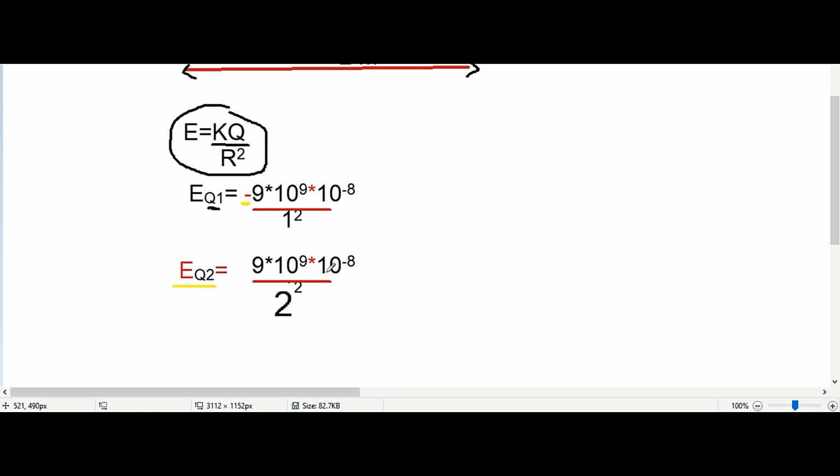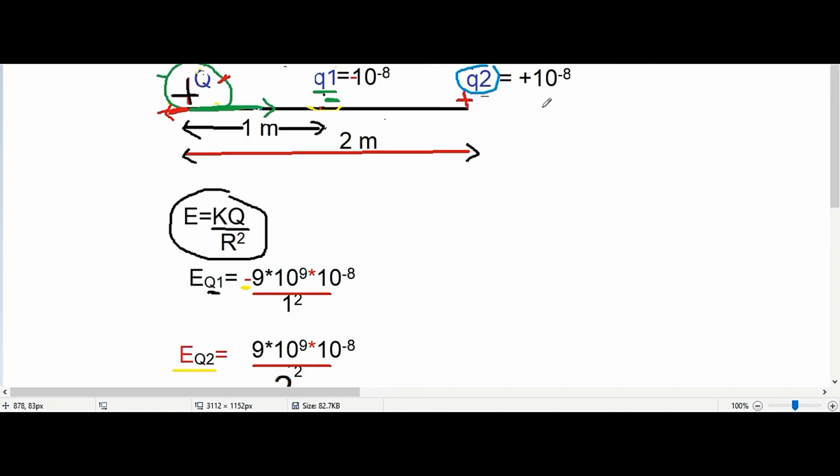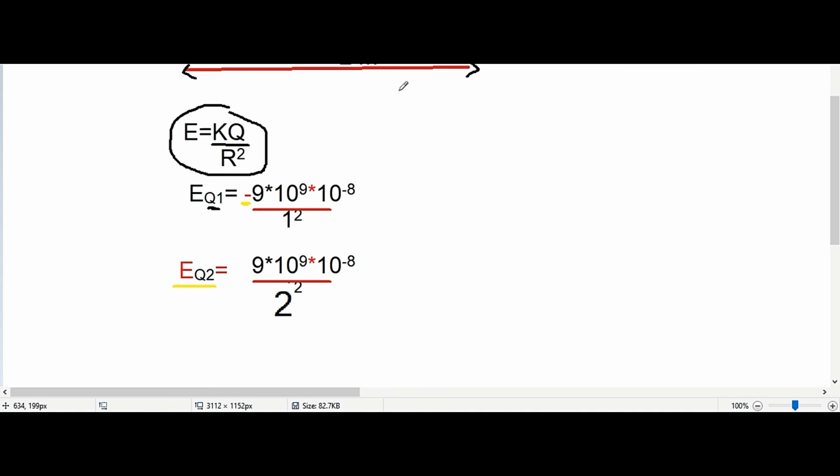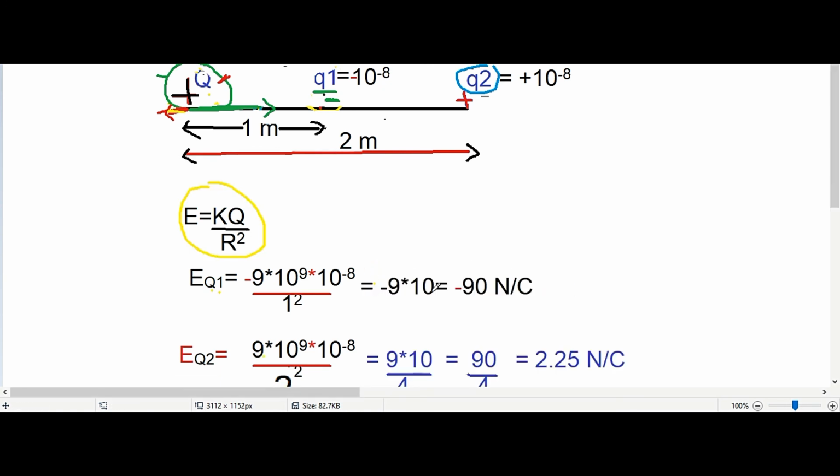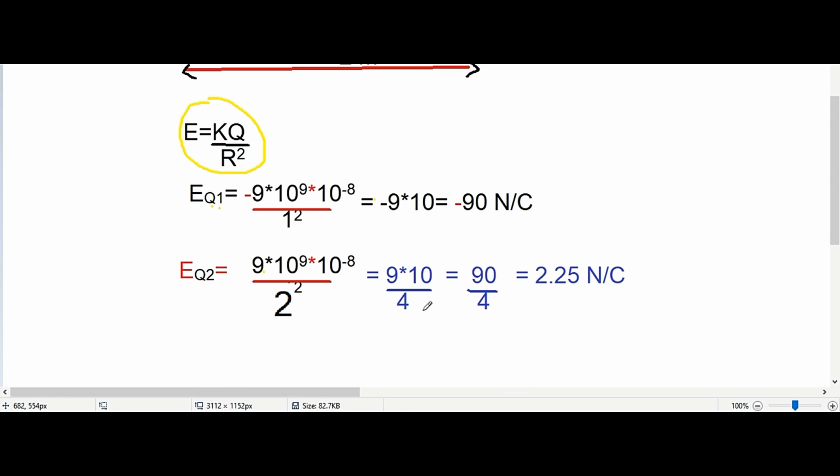Okay, so now due to the second one, you can see same values, 9 into 10 to the power 9 into 10 to the power minus 8 upon 2. 2 is the distance from the source charge, so 2 square. So solving it further, we will get the values. As you can see here, the values we have written here. So this is your answer for the first one, minus 90 Newton per Coulomb, and by solving the second equation you will get the answer 2.25 Newton per Coulomb.